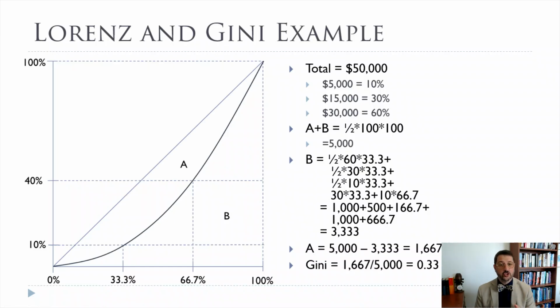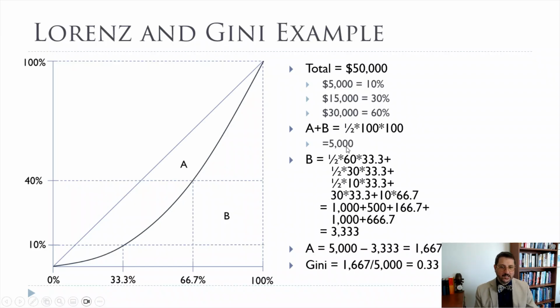Now, we know that the Gini coefficient is A divided by A plus B. Now, the good news is A plus B is always the same. So it's always 1/2 times the base times the height. The base is always 100. The height is always 100 because it's 100% of people, 100% of income or wealth or whatever we're measuring. And so A plus B is always 1/2 times 100 times 100, which is just 5,000.